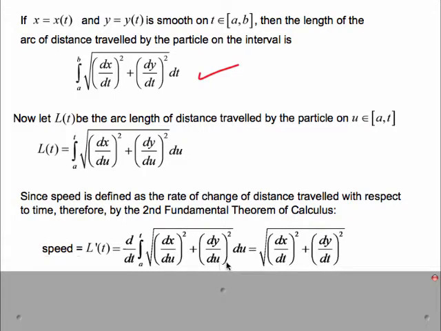dimensions. So L prime of t, taking the derivative of this, following that through is going to represent this. And so the speed of the particle in 2 dimensions is this formula. The distance traveled by a particle in 2 dimensions is this formula.